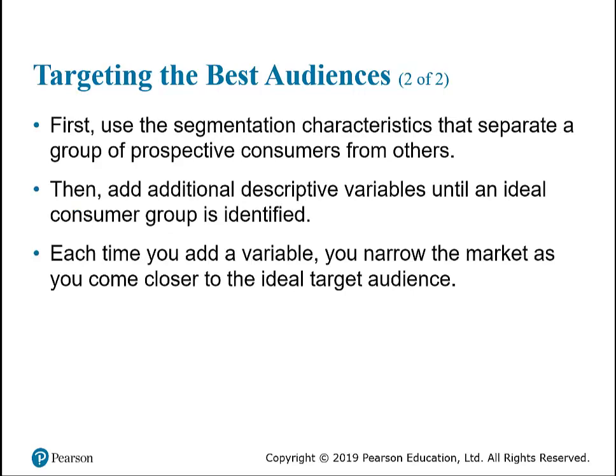Targeting the best audiences. First, use segmentation characteristics that separate a group of prospective consumers. Then, add additional descriptive variables until an ideal consumer group is identified. And each time you add a variable, you narrow the market as you come closer to the ideal target audiences. Take a closer look at point 3 and consider the market for electric cars. Can you think of a descriptive audience variable that might be added to narrow the electric car market and come closer to your ideal target audience?